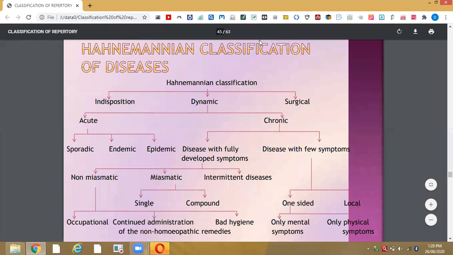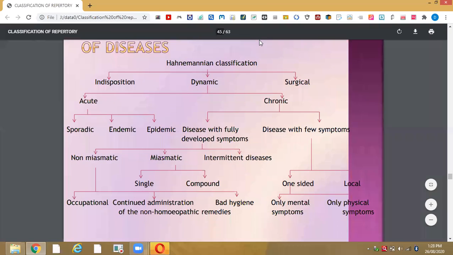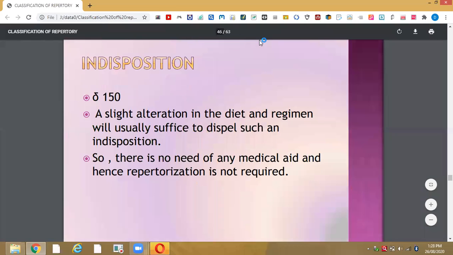Then if the diseases are with fully developed symptoms, then it may be non-miasmatic, miasmatic, or intermittent diseases. And if it is few symptoms, then it may be one-sided or local diseases. Then what is indisposition? It was given in aphorism number 150. You have learned it, what is indisposition. You might have completed it in your second year syllabus.